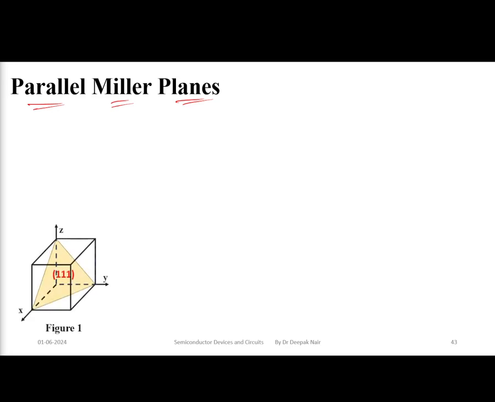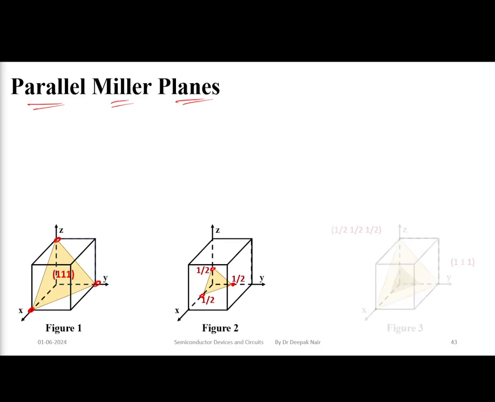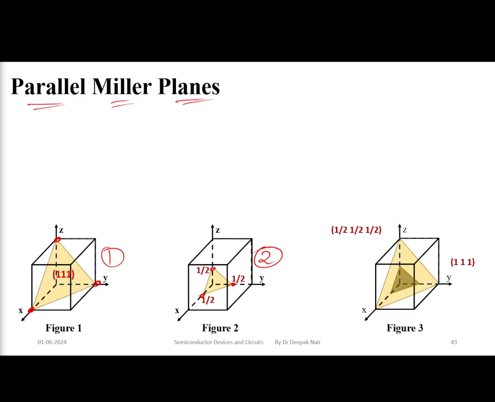Now let us talk about parallel Miller planes. So in a lattice, we can have planes which are parallel to each other. So how can we represent that? For example, this is our first plane. It is represented by 1, 1, 1. So this triangle is the 1, 1, 1 plane. For the second triangle, we have 1 by 2, 1 by 2, 1 by 2, because these are the coordinate points at the half of x, y, and z direction respectively. So these two planes, plane number 1 and plane number 2, are parallel to each other. So they will not touch each other.